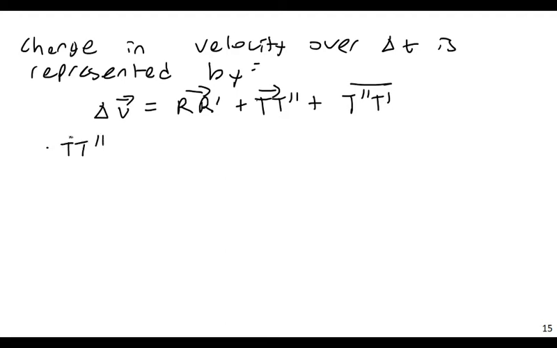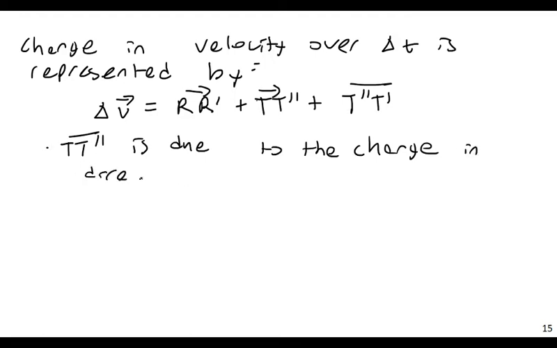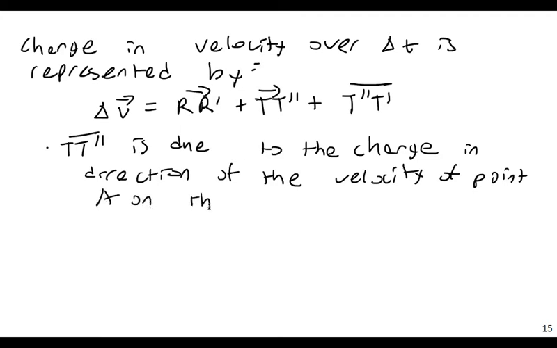T double prime is due to the change in the direction of the velocity of point A on the rod, and then I can say the limit as delta T approaches 0 of this value, T double prime.